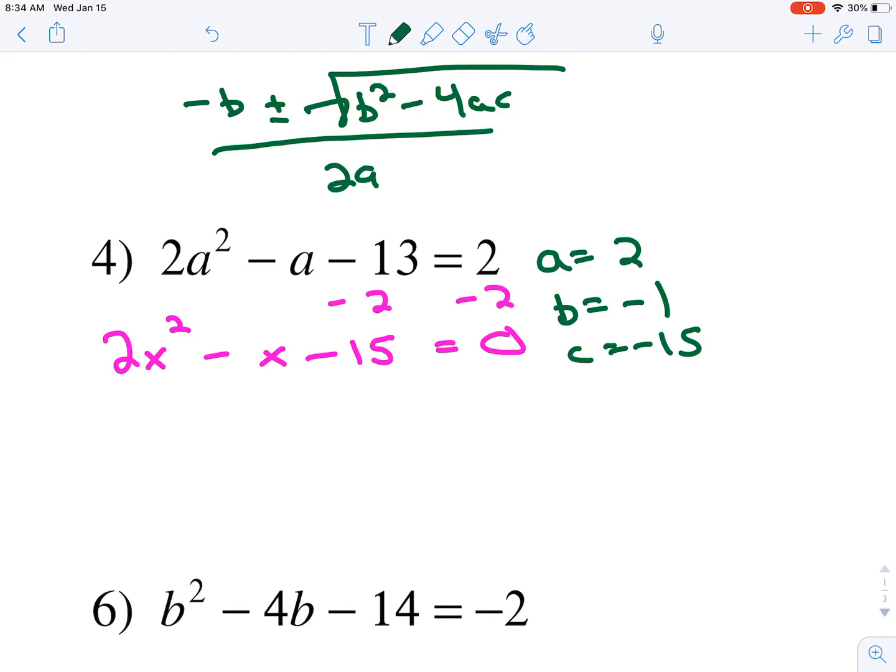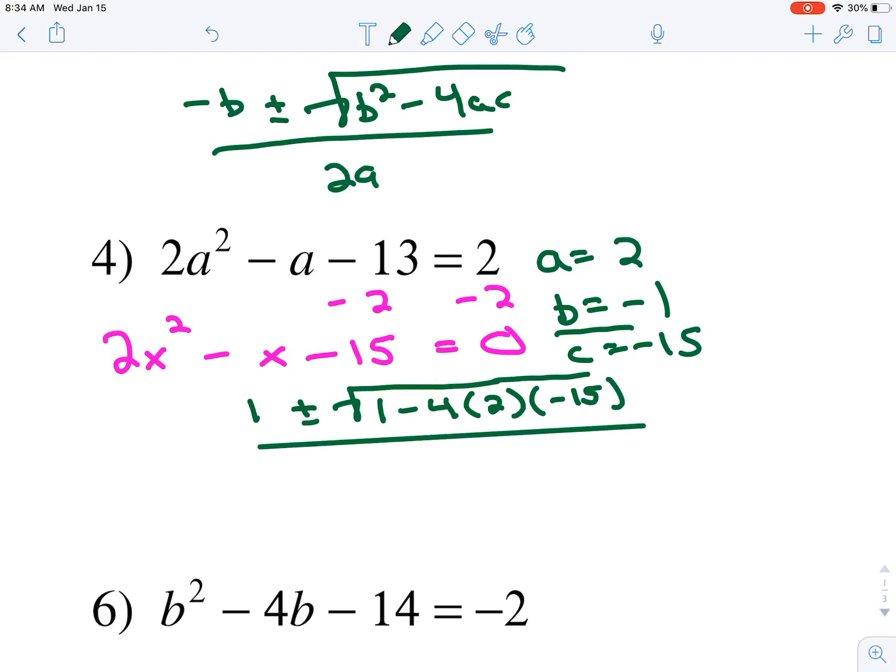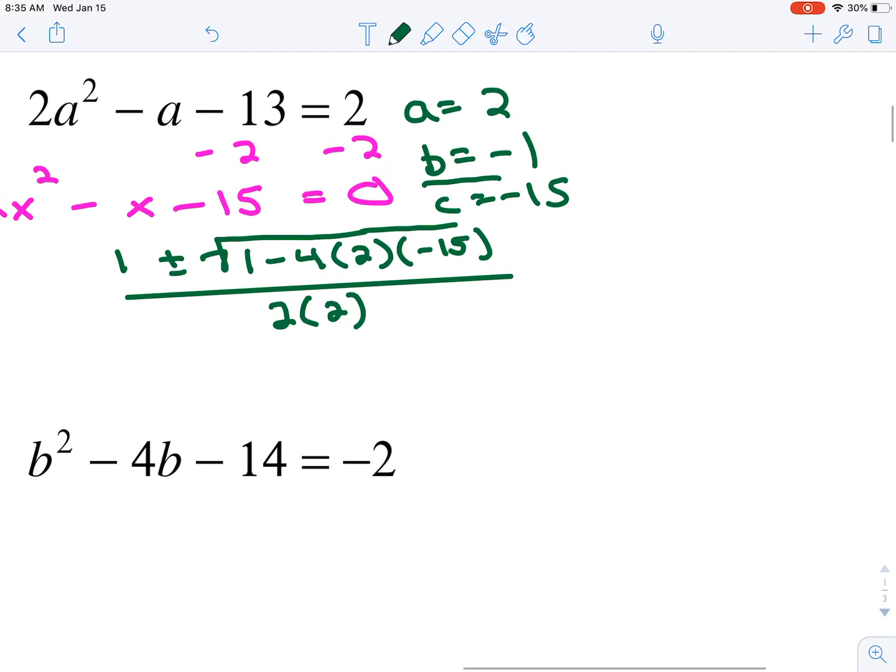Okay, so it starts with negative b, and it looks like b is negative 1. So a negative 1 is 1 plus or minus the square root of b squared. So negative 1 squared is 1 minus 4 times a times c, all over 2a. So that's going to equal 1 plus or minus the square root of 1.